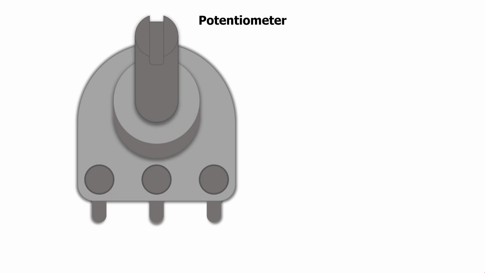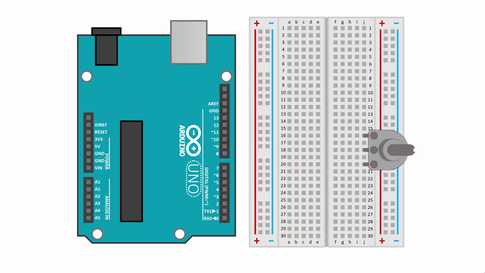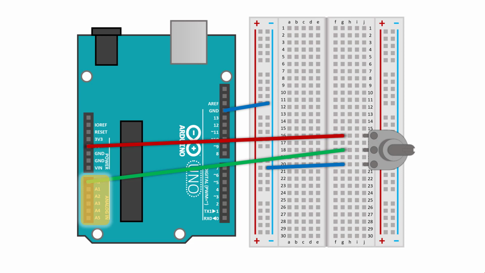Next, let us build the circuit. Make sure your Arduino is unplugged and place your potentiometer on the breadboard as shown. Connect one side of the potentiometer to ground, the other side to 5 volts, and the middle contact to one of the Arduino's analog inputs. I will be using port A0, but you may connect to any of these ports.